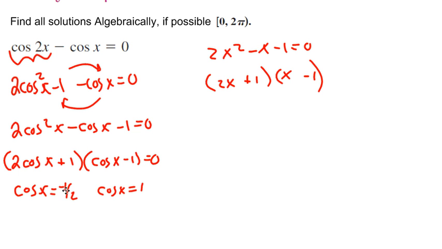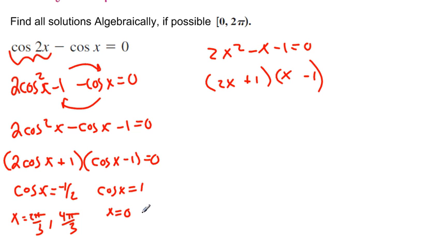So let's look on the unit circle: cosine of what is negative 1/2? Well, we have 2 values there. That's the value 2 pi over 3, and let's see, that means going down, 4 pi over 3. Then right here, when is cosine 1? Well, it's 1 at 0, right?